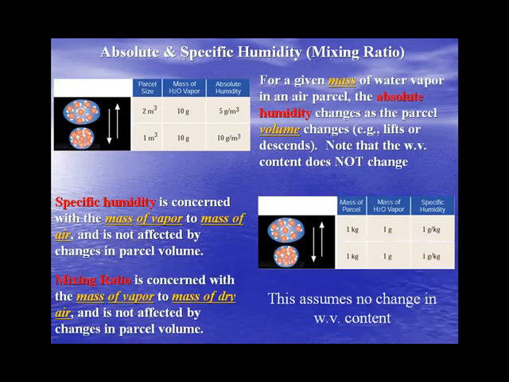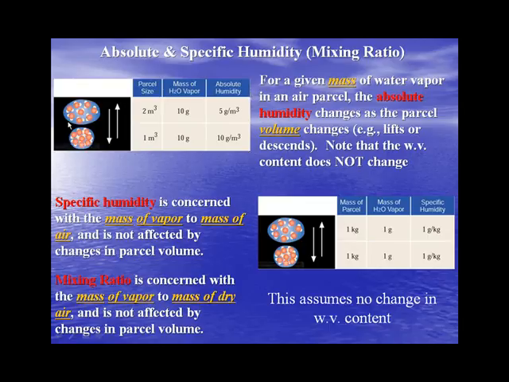Well, let's look at two of those terms on this slide. Absolute humidity and specific humidity, also thought of as mixing ratio. I'll use the terms specific humidity and mixing ratio. There is a difference between the two, and we'll see what it is in just a moment. But what I would like to do at this point is to draw your attention to this graphic up here in the top left-hand corner.